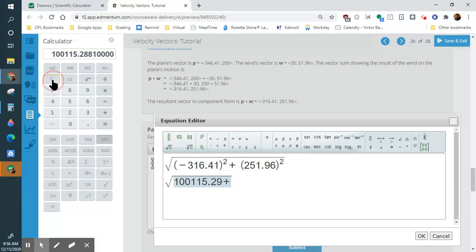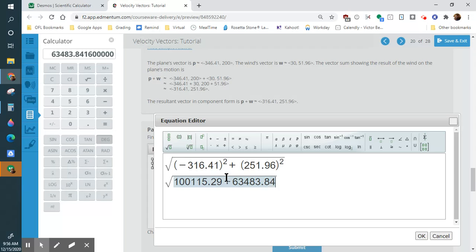Plus, let me clear this out. 251. I do prefer using Desmos, but because this is on the same screen, it allows me to not have to keep going back and forth repeating numbers. Okay, and this is gonna be... As you can see, I'm having trouble even though it's on the same screen.